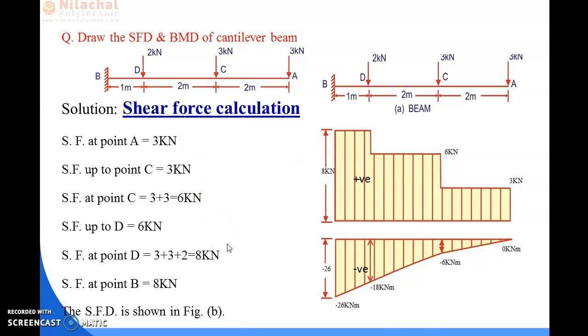So this is all about the shear force calculation and shear force diagram of this cantilever beam. We will discuss the bending moment calculation and bending moment diagram in the next class.